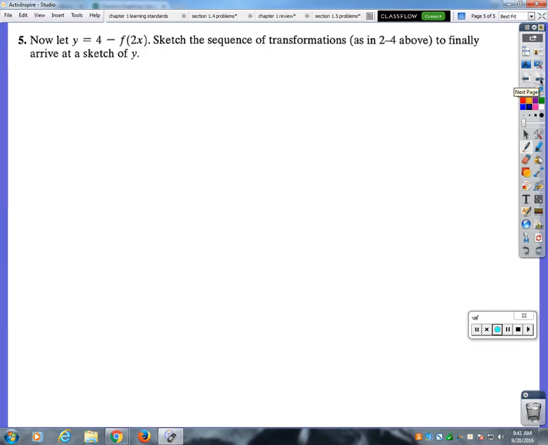Okay, and then that one they want you to do the same thing to get a sketch of y. Should we do that? Yes?